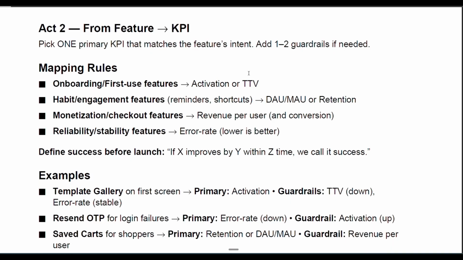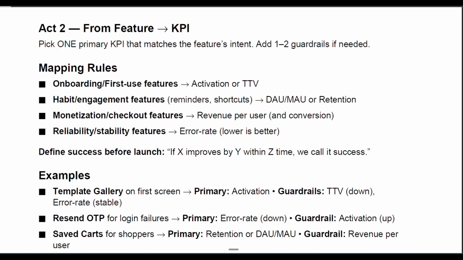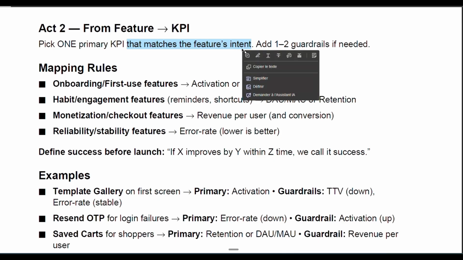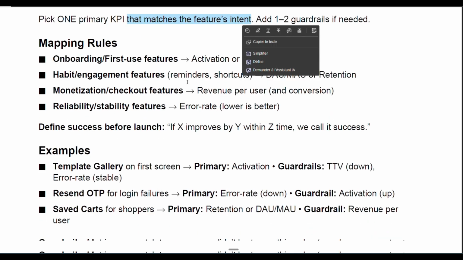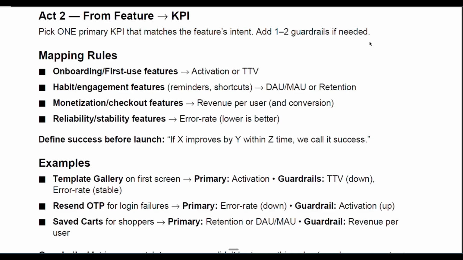Hey guys, so today we are talking about the Act 2, right? From feature to KPI. How to map your features to the KPIs which we discussed yesterday, right? So the idea is to pick one primary KPI out of the 6 which I mentioned yesterday that matches the feature's intent or the purpose of that feature. And then you add one or two guardrails if needed.